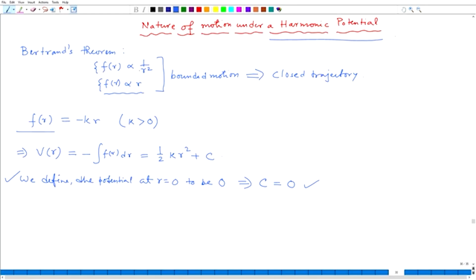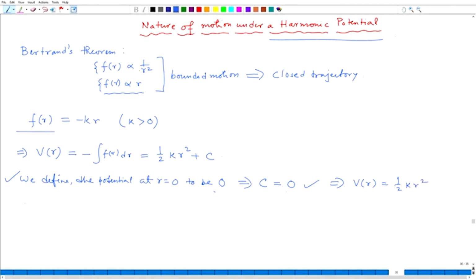Finally this does not actually make any problem, because in physics we are always interested in the dynamics where the gradient of potential comes into play. So whether you define the reference potential to be 0 at r equal to 0 or r equal to infinity does not matter. The only thing we have to understand is that we always have to account for potentials to be finite, otherwise you can have a problem finding the force. So we define the potential at r equal to 0 to be 0 and C equal to 0, and that gives us V(r) equal to half k r square.